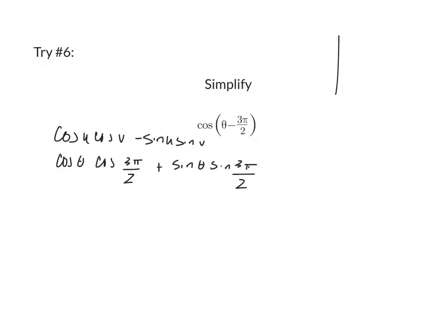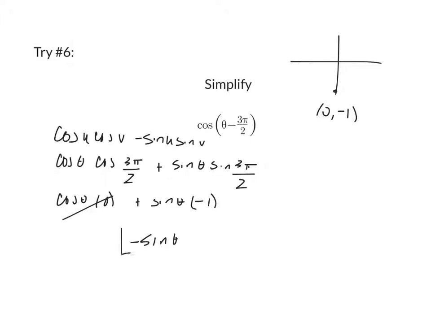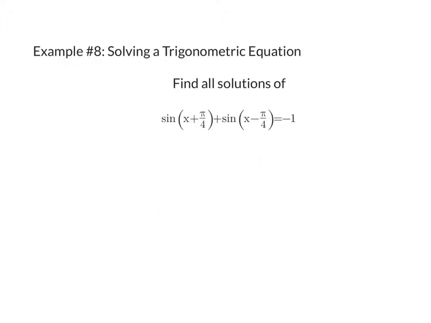As a reminder, 3 pi over 2 is down here. That ordered pair is 0, -1. So we would have cosine theta, and then cosine of 3 pi over 2 is times 0, plus sine theta times sine of 3 pi over 2, which is -1. So in the end, we're left with negative sine theta. Let's look at our last problem.